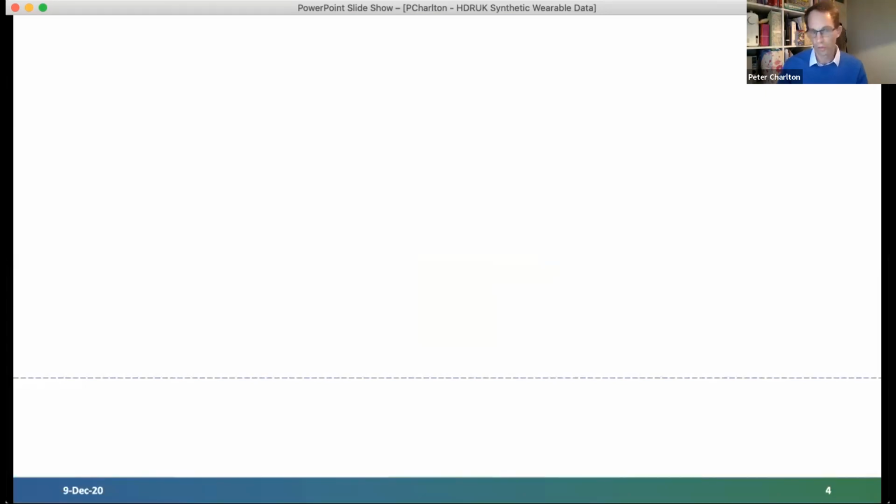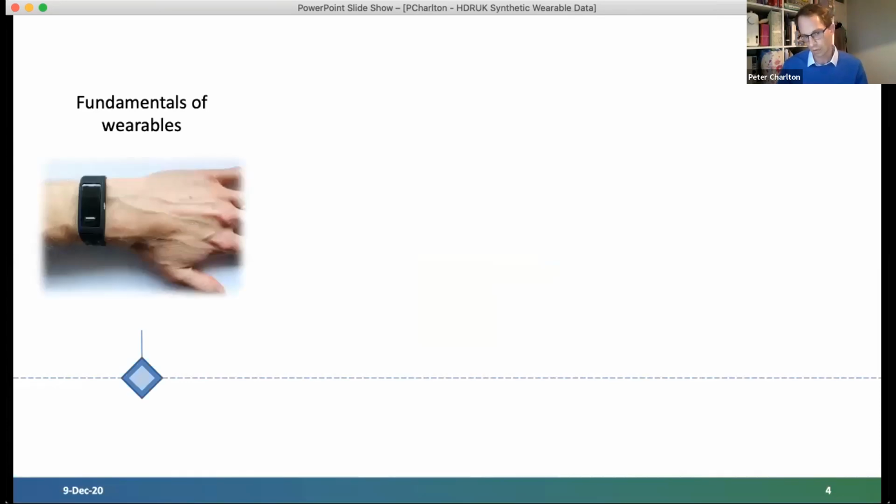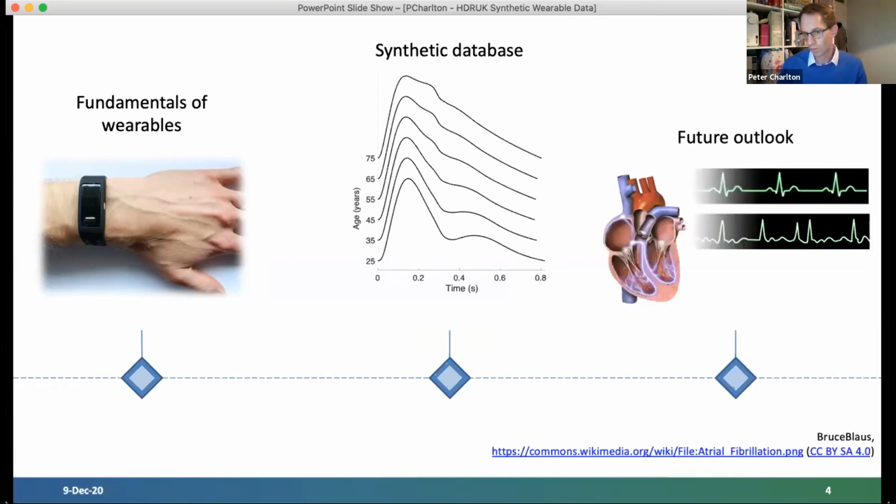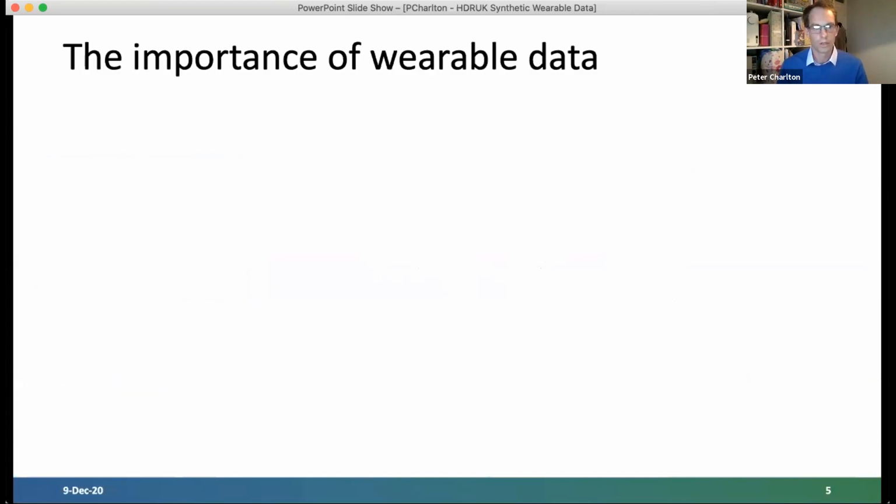Firstly, I'll provide an overview of the fundamentals of wearables and how they acquire the arterial pulse wave. I'll then describe our work on generating a database of synthetic pulse waves, and I'll give a couple of pointers for future research directions. So firstly, the importance of wearable data.